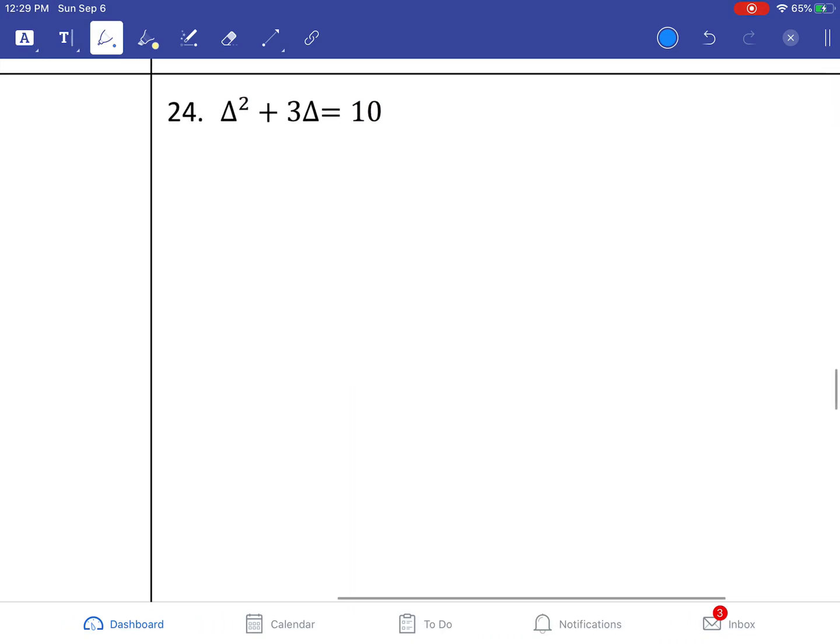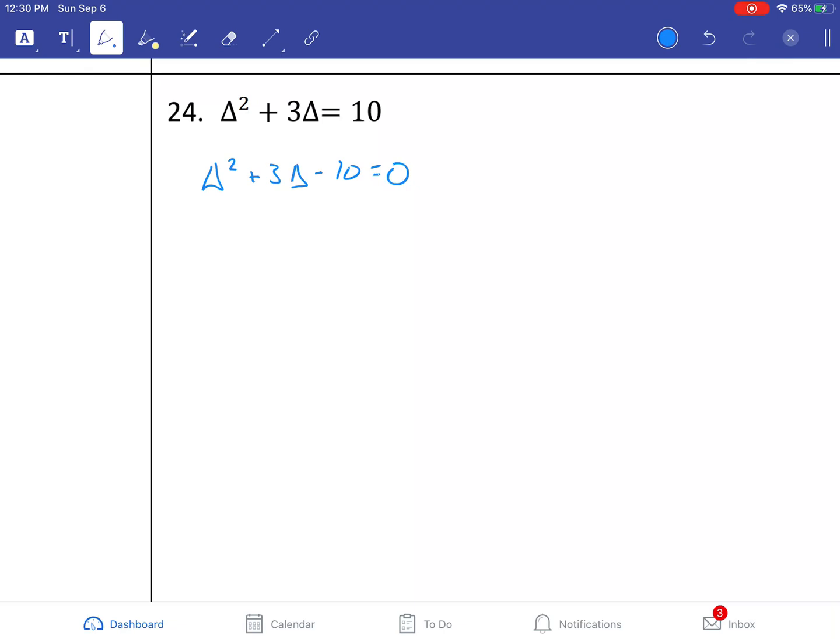All right, moving on to 24. Again, we have to get it so that it equals 0 in this particular case. So we're going to get triangle squared plus 3 triangle minus 10 equals 0. I almost skipped it. Okay.